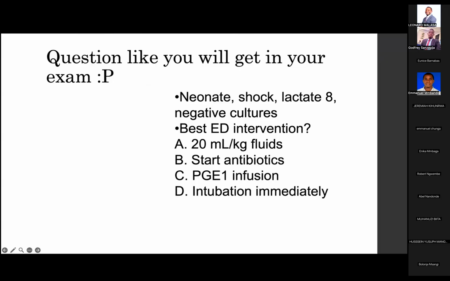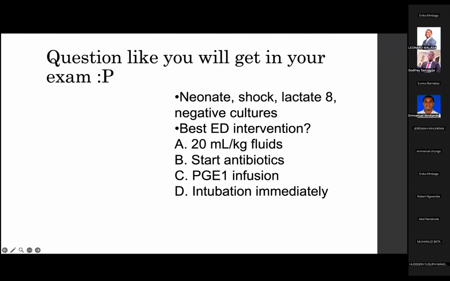Similarly, this question: neonate, shock, lactate 8, negative cultures, best ED intervention. So obviously this question is rigged a bit, but you can say, okay, 20 mils per kg, would you give a neonate or an infant 20 mils per kg? No, right? And then would you start antibiotics just because you saw a neonate in shock and negative cultures? No. Intubate immediately? Maybe you would wait, right? So the best answer is prostaglandin E1 in such a case scenario. I'll make sure this question comes somewhere.